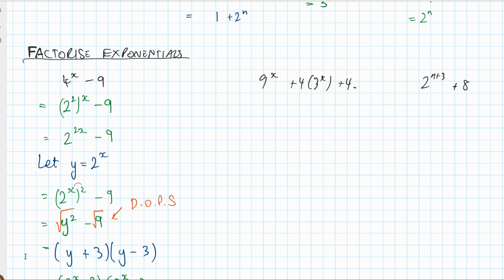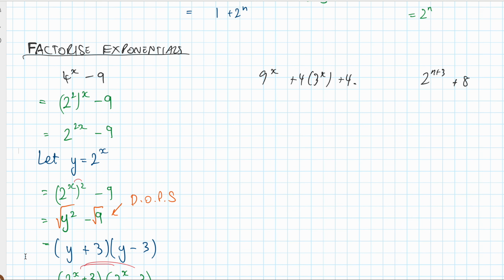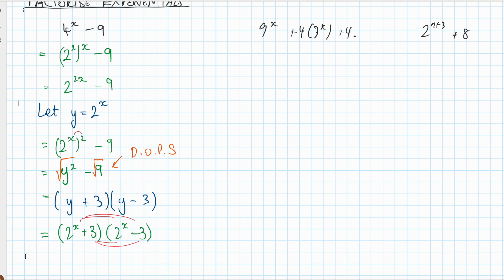Now, if I want to check if this works, I can use the old crab claw and see if it makes that 4x take 9. Let's have a look. 2 to the x times 2 to the x is indeed 4 to the x. And then I've got the plus 3 times 2 to the x, take 3 times 2 to the x, take 9. They cancel, and we can see we're left with the same expression at the top.